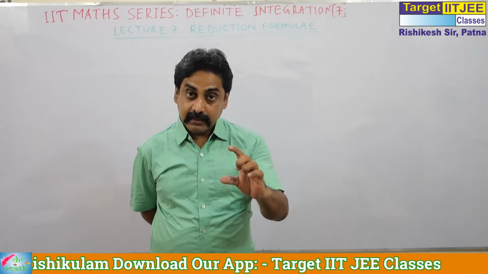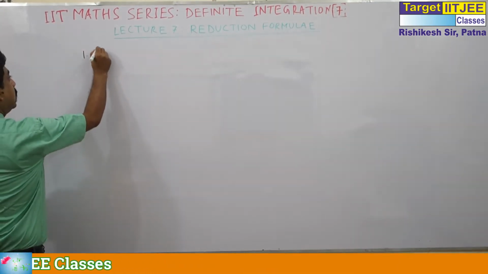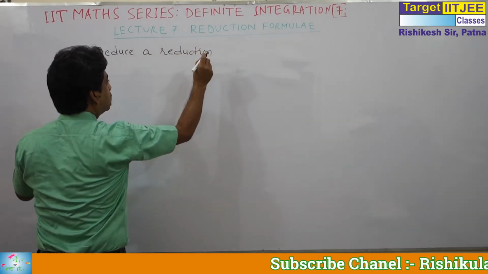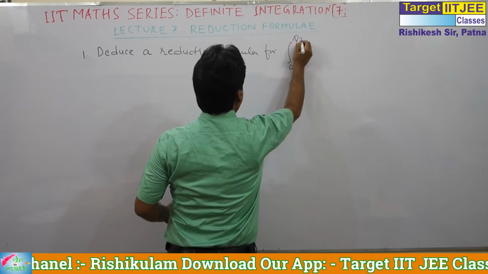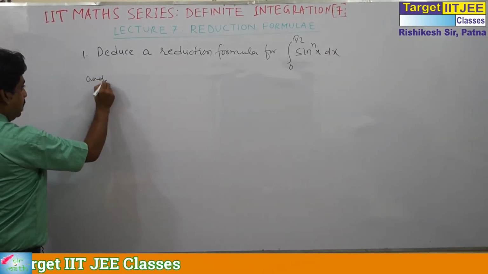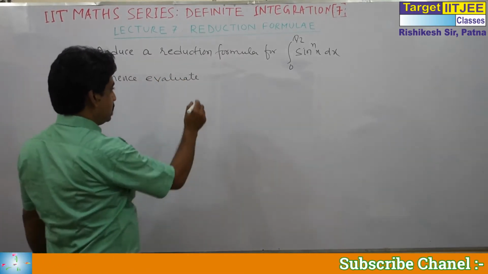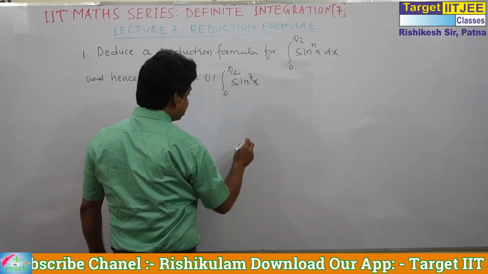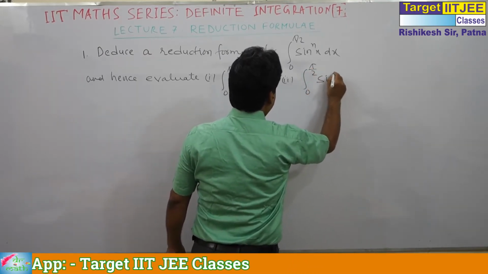To explain this term, let's take a question first. The question is: deduce a reduction formula for the integral from 0 to pi by 2 of sine to the power n x dx, and hence evaluate number 1, the integral from 0 to pi by 2 of sine to the power 7x dx, and number 2, the integral from 0 to pi by 2 of sine to the power 8x dx.